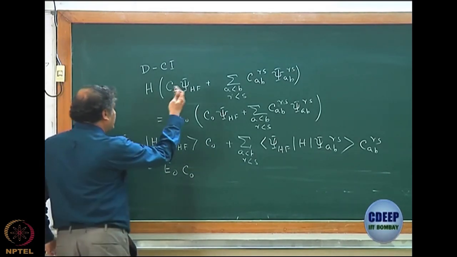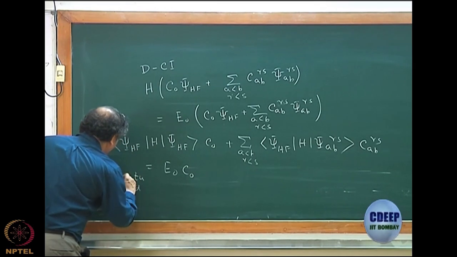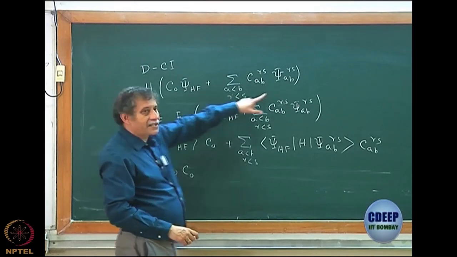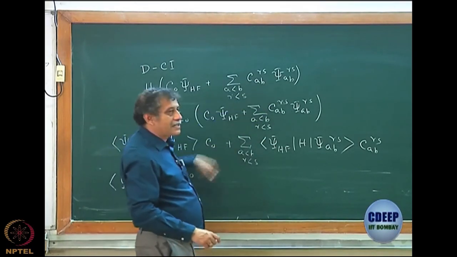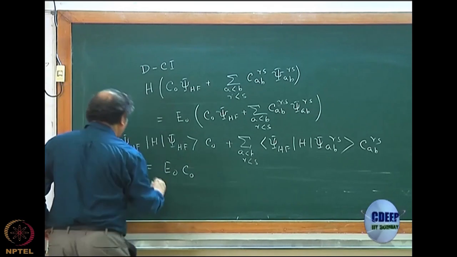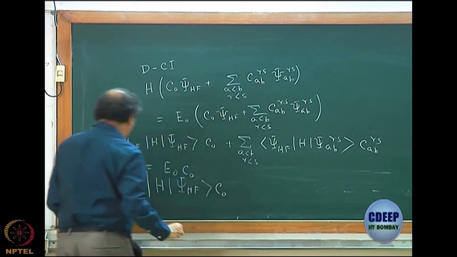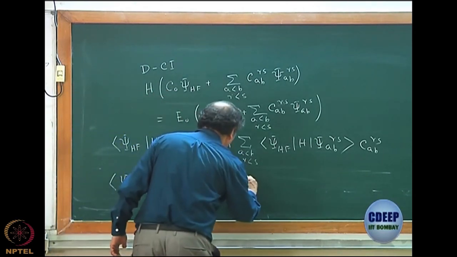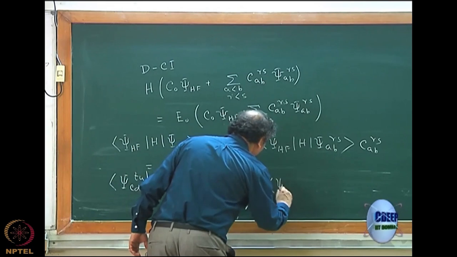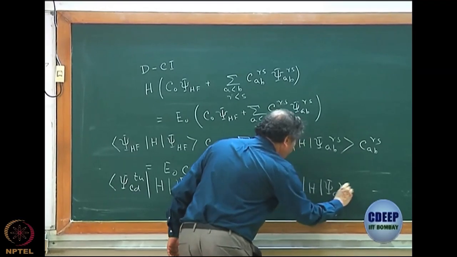Okay? Then you have the next set of equations, which is for one of the specific doubly excited determinants. Let me call it now psi CDTU. I do not want to use the dummy variable ABRS. So it is one of the doubly excited determinants where AB is equal to CD, RS is same as TU. So psi CDTU is the specific index now, okay, CDTU are specific indices. So I do the same exercise. You have H psi Hartree-Fock C naught, right, plus sum over A less than B, R less than A, psi CDTU H psi ABRS CABRS.